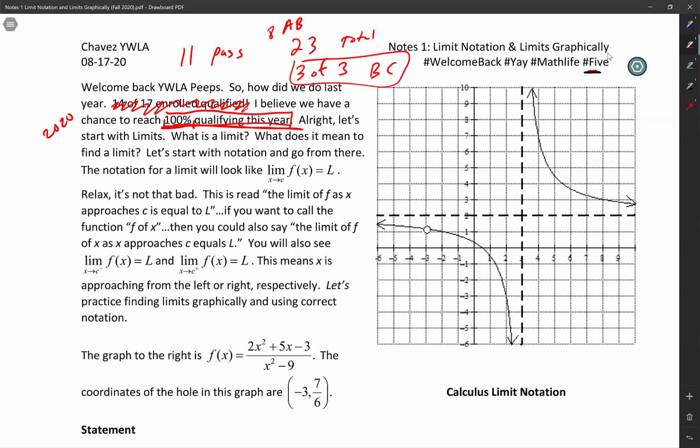So what is the limit and what is the notation? This is the notation for limit, and L just means some number. And then how do we identify this, X approaches C, or X with an arrow to C? You say that X is approaching C. And I wrote it down here. It reads: the limit of the function F, as X approaches C, is equal to L. And if you want to call the function F of X, that's fine. Then you can say the limit of F of X as X approaches C equals L. And that's all it is, guys.